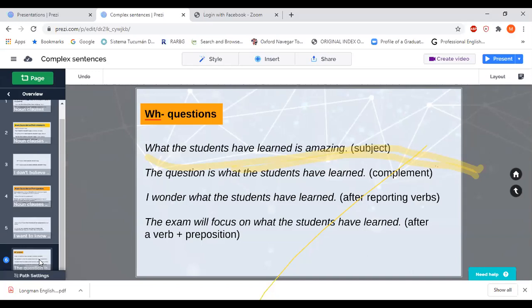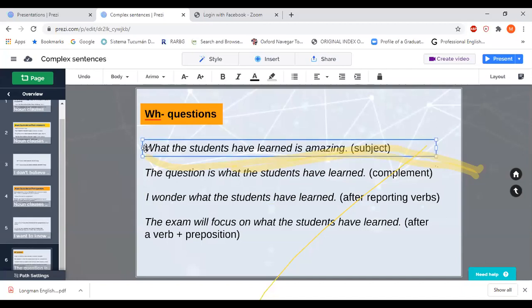What the students have learned is amazing. Can you tell me what the subject of that sentence is? All the part that is before the verb. Yes, not very technical for grammar, but that is okay. What the students have learned. This is a noun clause, okay? And this is functioning as the subject of the sentence.